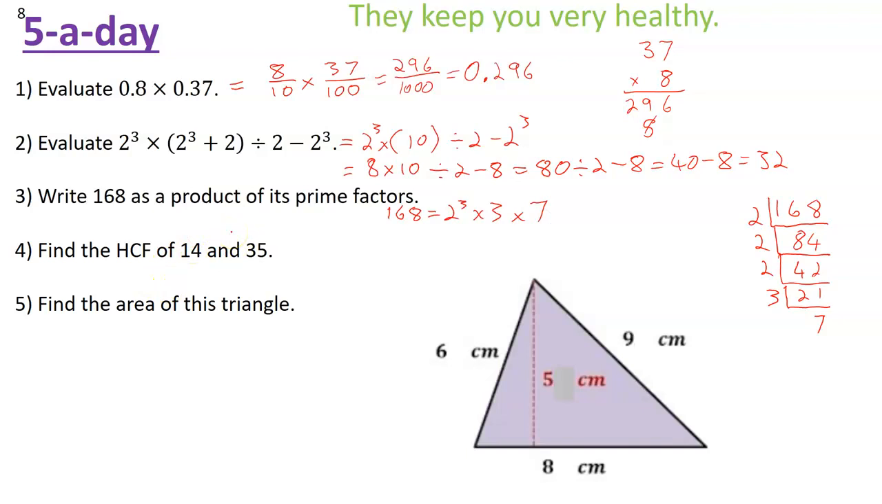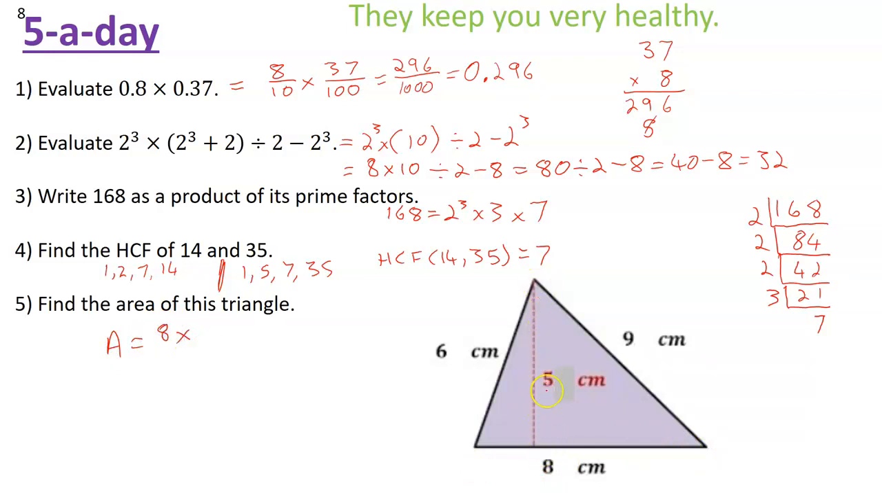The highest common factor of 14 and 35, I can just think about my factors. My factors of 14 are 1, 2, 7 and 14. My factors of 35 are 1, 5, 7 and 35. So the highest common factor is 7.